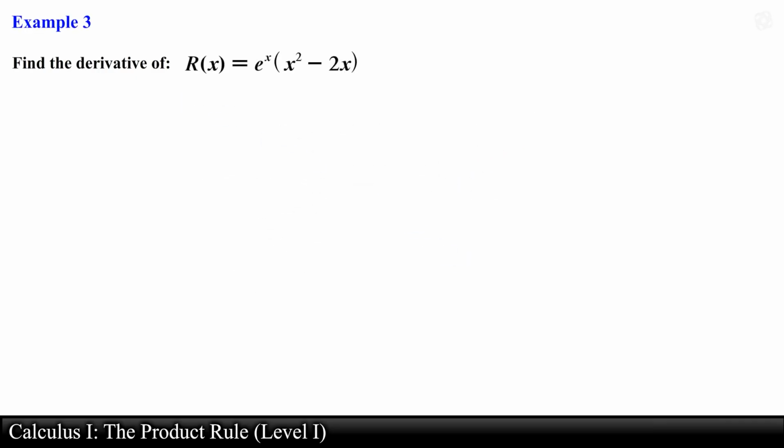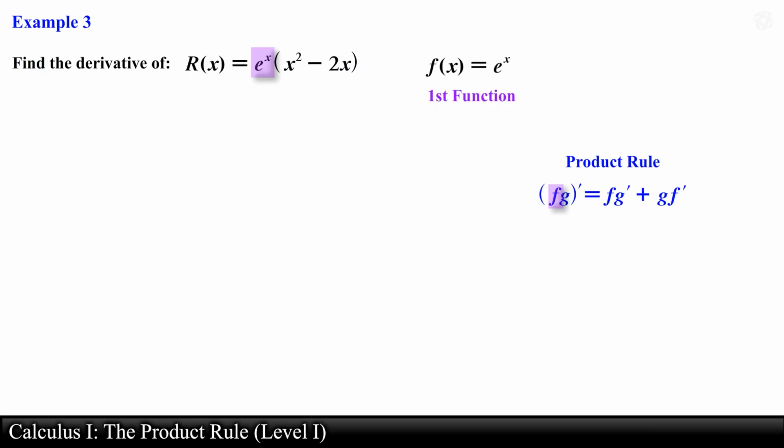Find the derivative of r of x equals e to the x times the quantity x squared minus 2x. Here we have a product of two functions, so let's go ahead and use the product rule. Let's assign e to the x as our f of x, and assign the quantity x squared minus 2x as our g of x. Next, we find the derivative by applying the product rule.